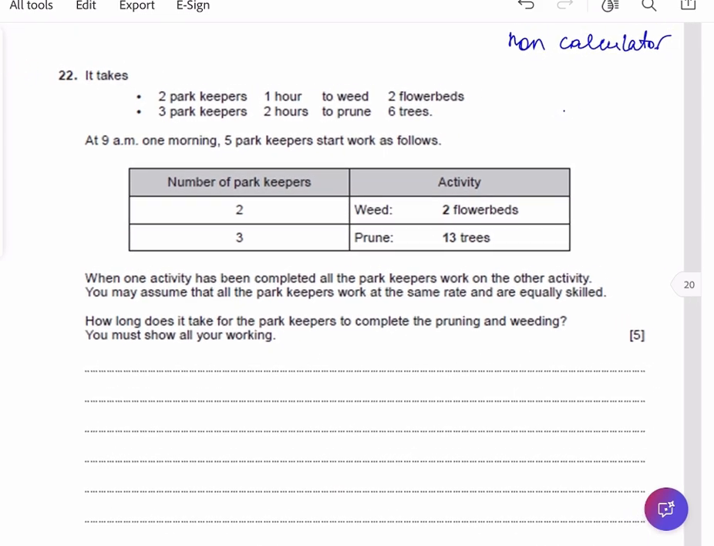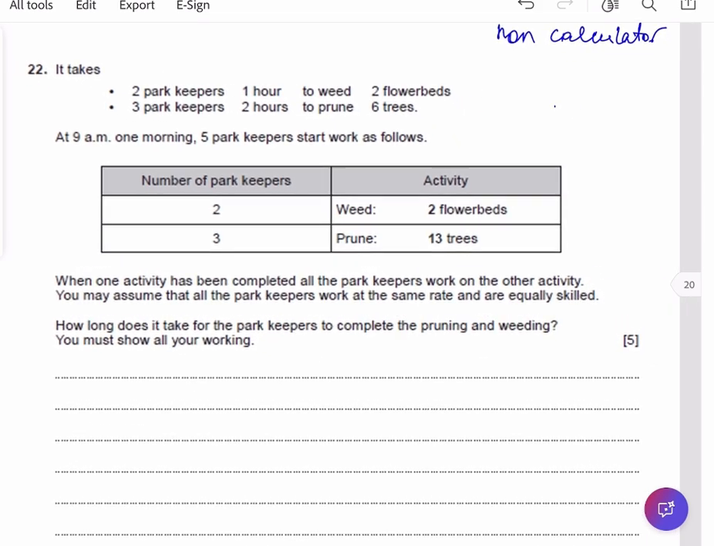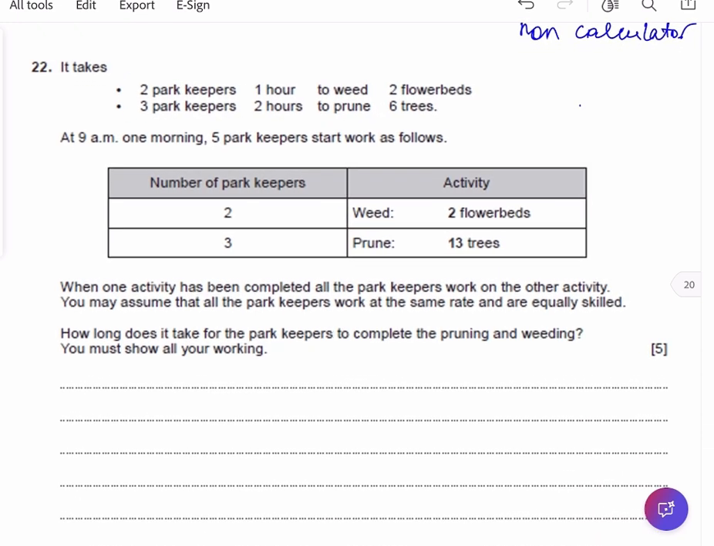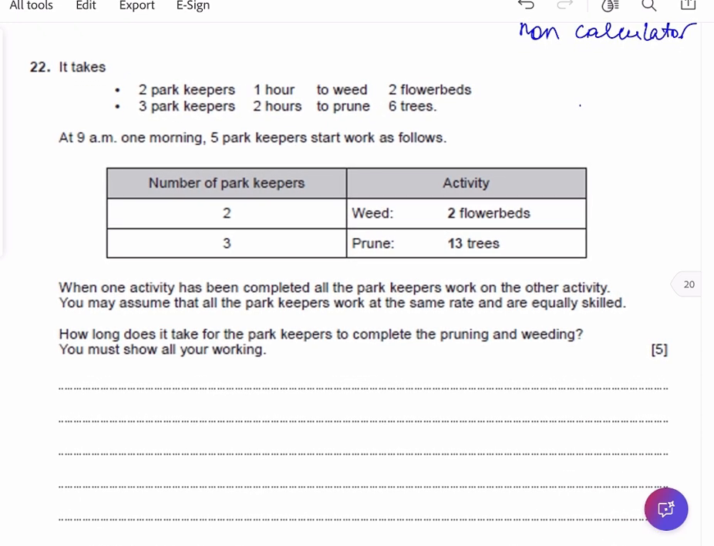Let's look at this question. It's a bit tricky. It took me a while to do it. It's actually very simple, and there are not so many steps in here. It's just hard to work with 3 lots of information here.